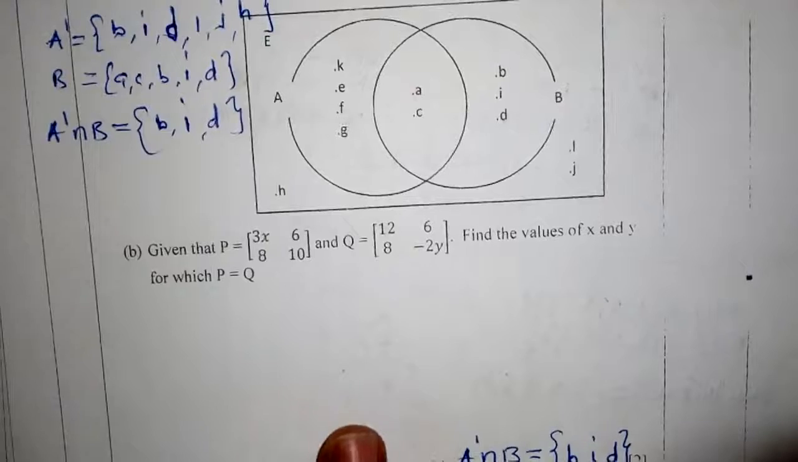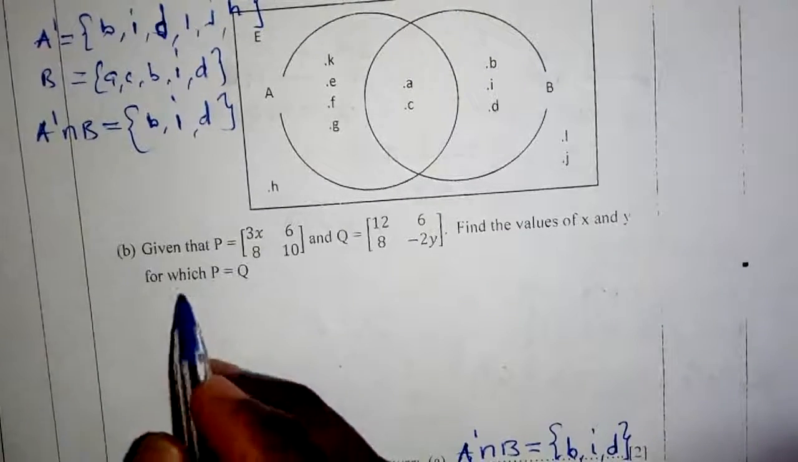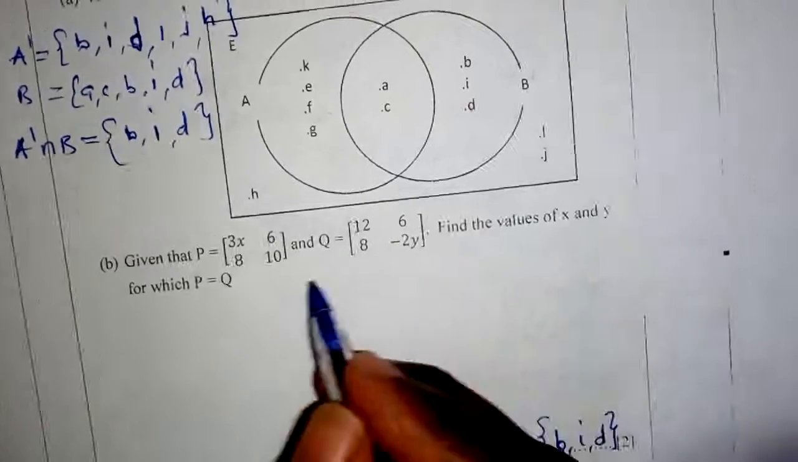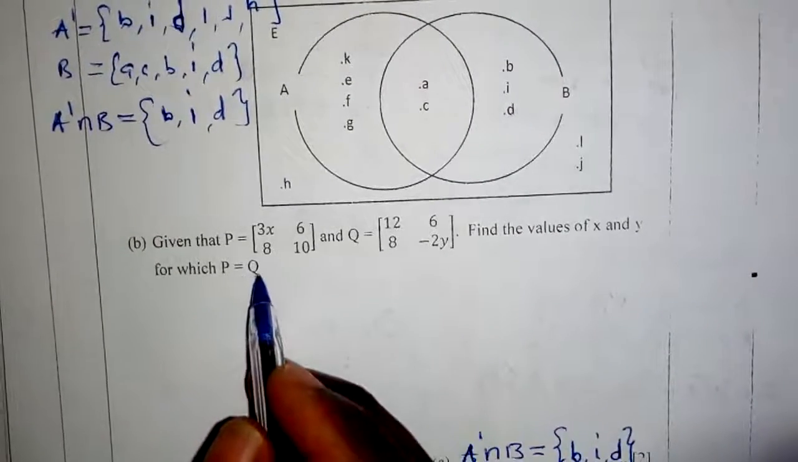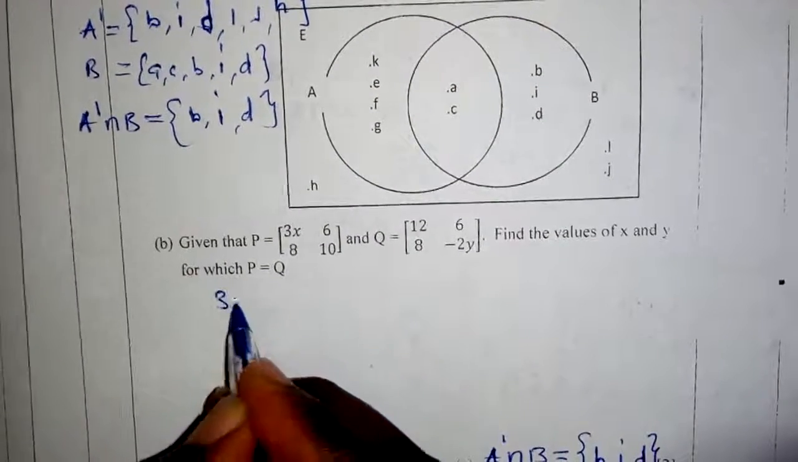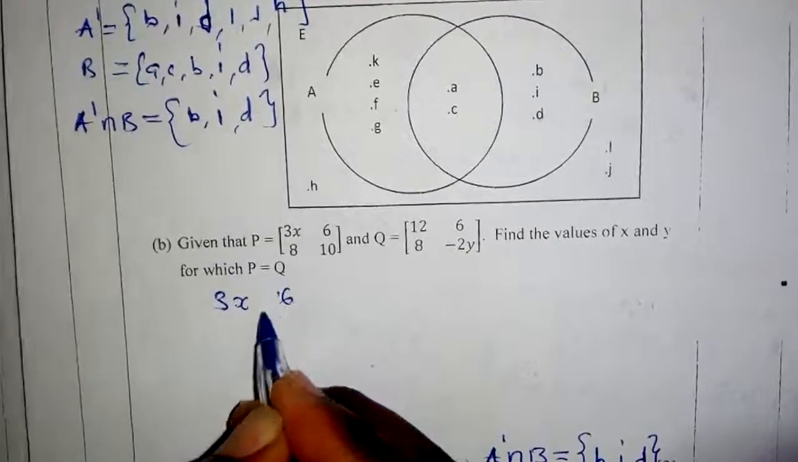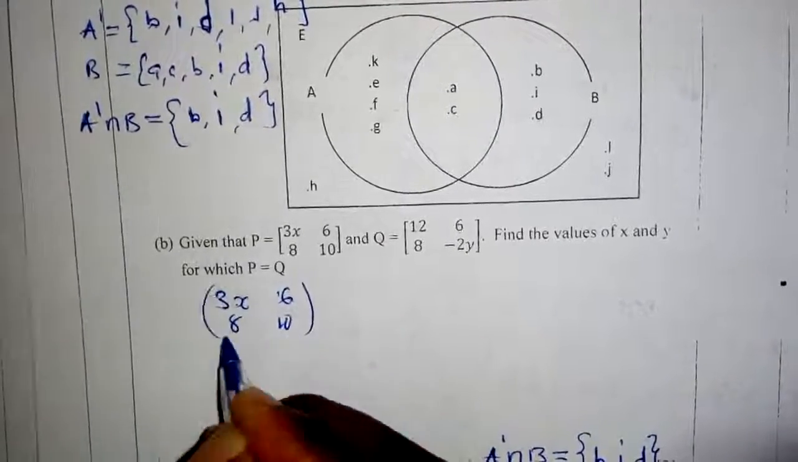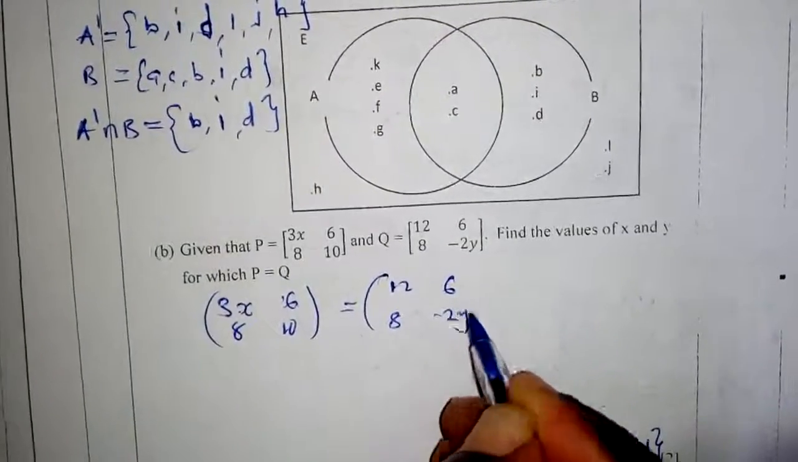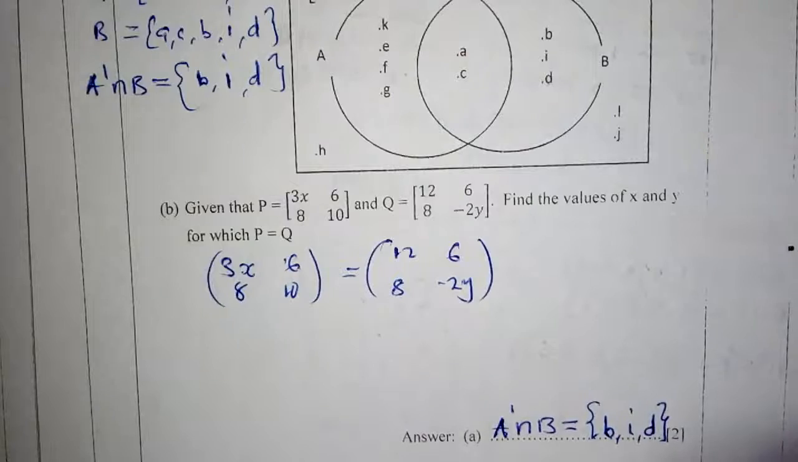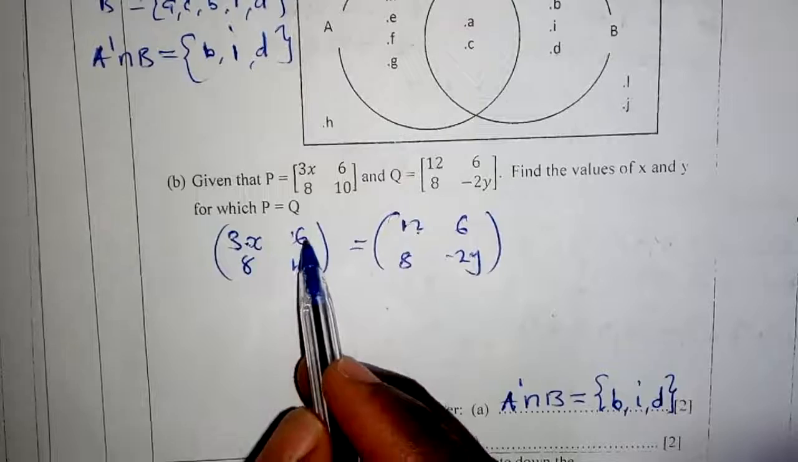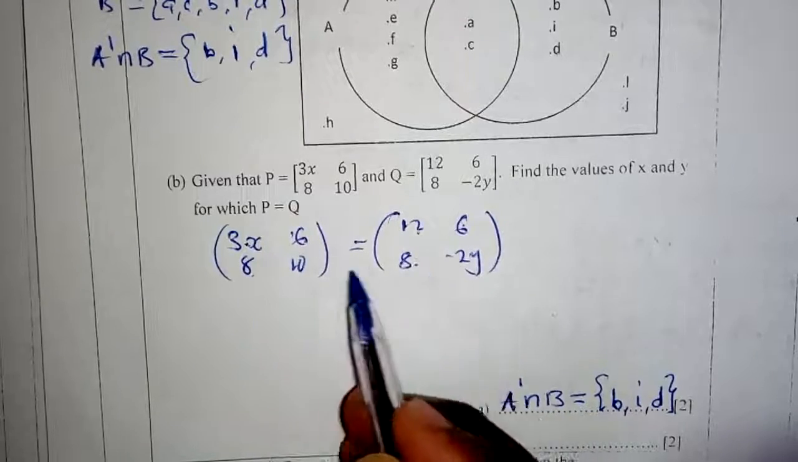We go to the next question, B7, this one. They are saying, given that P is this one and Q is this one, find the value of X and Y for which P is equal to Q. So P is equal to Q. So it's more like 3x, 6, 8, 10 is equal to 12, 6, 8, negative 2y. Then we just start getting the corresponding values. What is here is the same as what is here, and so on.